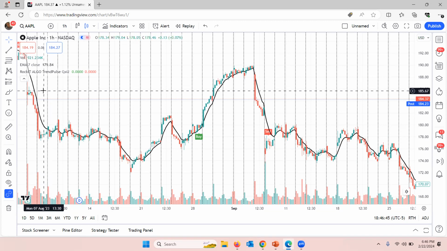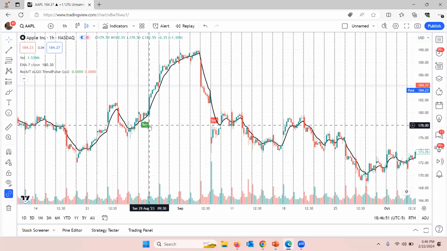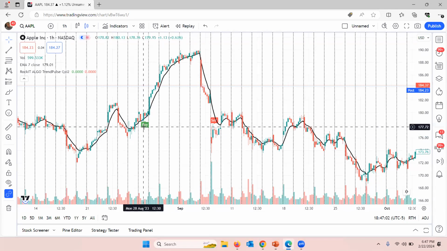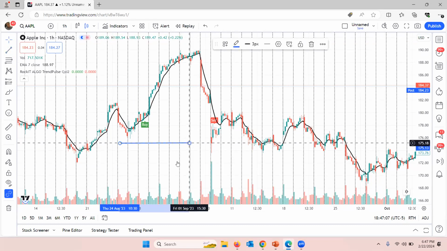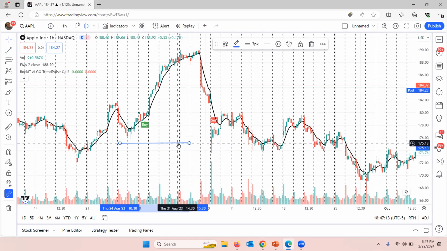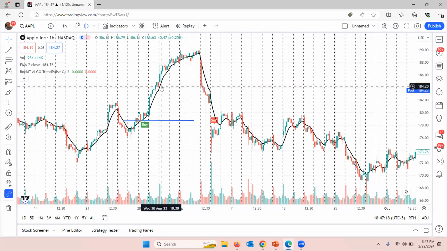Okay, so let's start here. It's a 1 hour chart on Apple. These are buy and sell signals generated by RocketAlgo TrendPulse. So let's begin here. We have a signal here. The first order of business is to go down to the first low and draw a line, the trigger line. Now we have the 7 EMA loaded and we got a signal. So on the first candle that we get a signal, we put a trigger line.